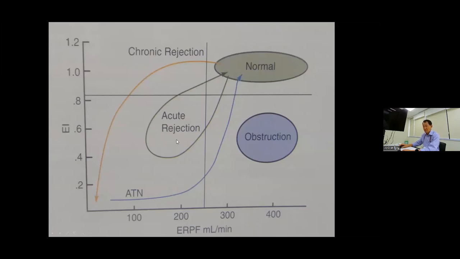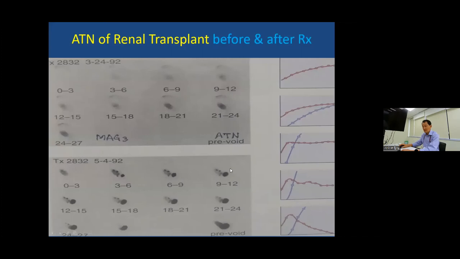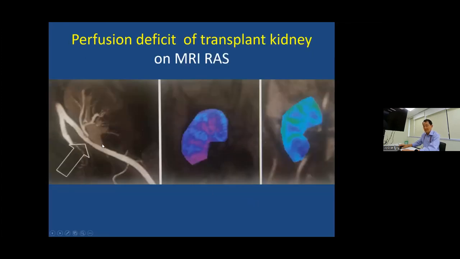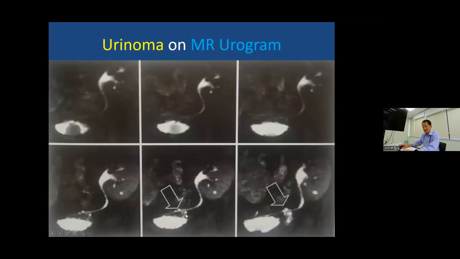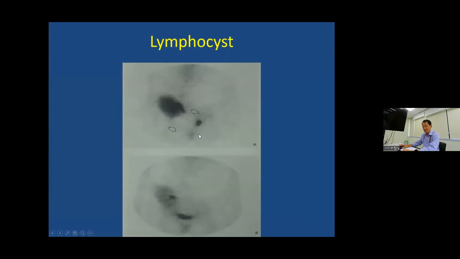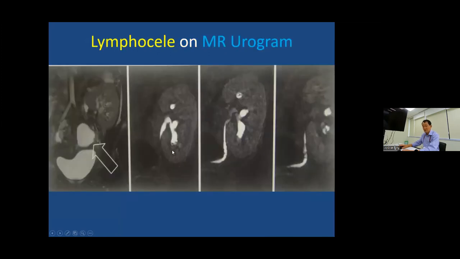Using blood flow, rejection is a flow, a vascular problem. ATN is more functional. So before and after treatment, in acute tubular necrosis, we use Lasix to wash out or see retained activity in the tubules. Then we know these things. And certainly MR, certain fancy imaging can show perfusion abnormality. Also, this shows leaking, dispersed activity surrounding the kidneys, so it's urine leaking. And certain MR can do the same thing, leaking. Lymphocele is another cystic lesion here, and CT and MR urogram can show leaking.